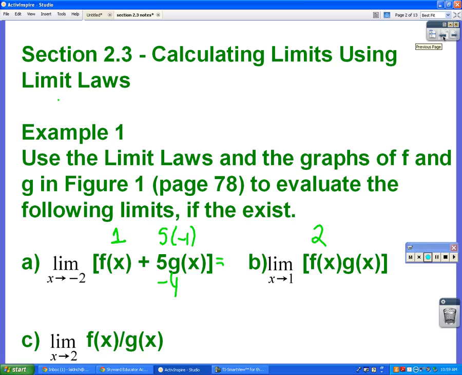All right, how about part C? The limit as x approaches 2 of f of x divided by g of x. What do we got going there? What's the point of this?